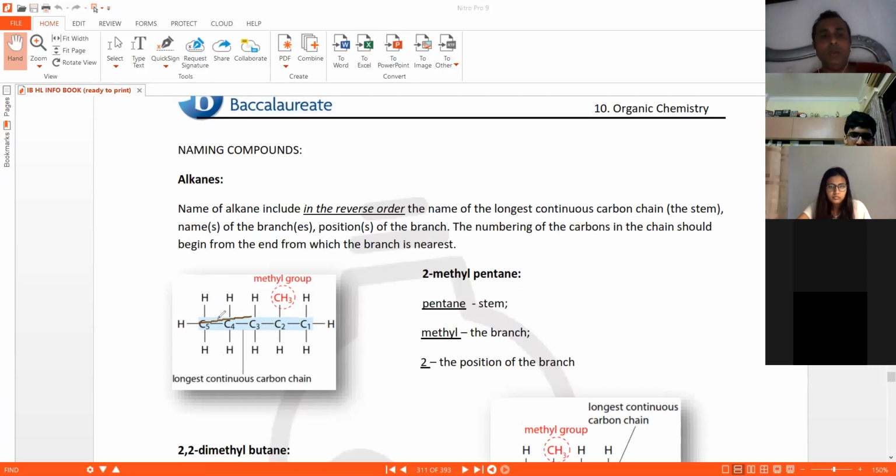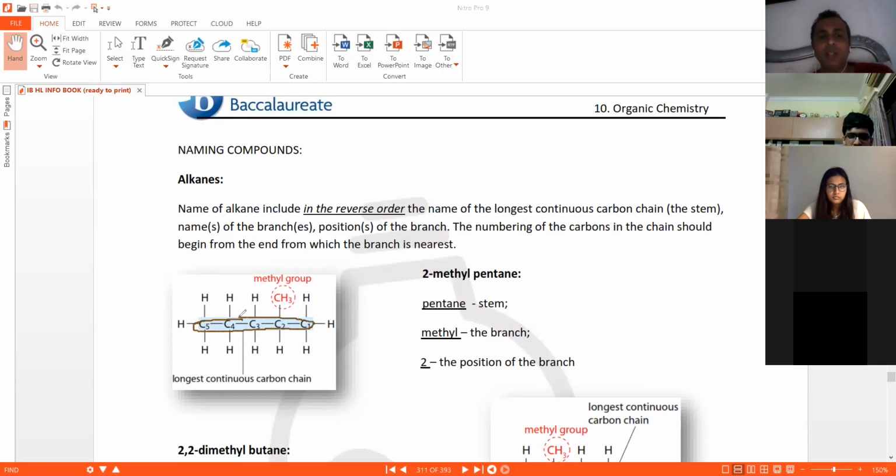First of all, you need to select the longest carbon chain, which is called the stem. Stem and branch, as in the tree. A tree has a stem, and then it has branches. So a branch is always shorter than the stem. The stem is the longest, branches are shorter. That's why the longest carbon chain is called the stem.